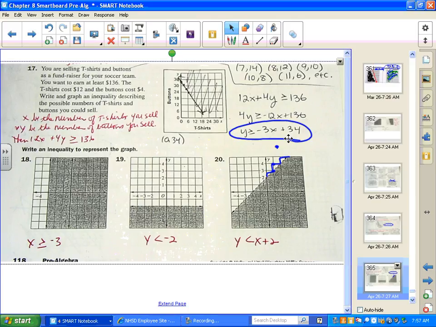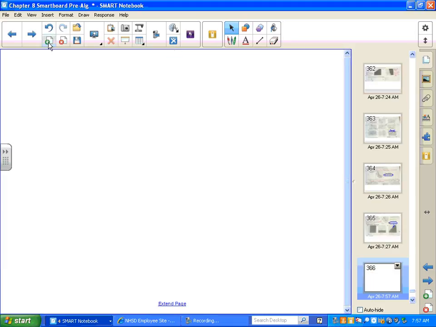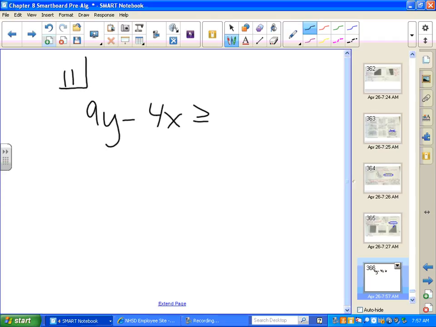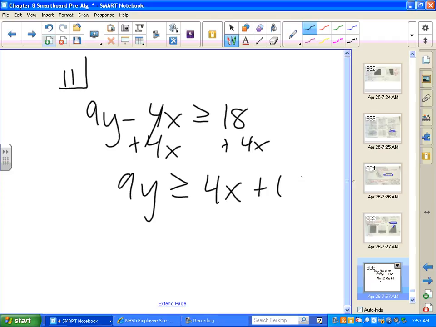11. Getting it into slope-intercept form or graphing it? Which to slope-intercept form? Okay, so 11 is 9y minus 4x greater than or equal to 18. Doug, what's the first thing you should do? So we have 9y greater than or equal to 4x plus 18. Then how do you get rid of the 9?